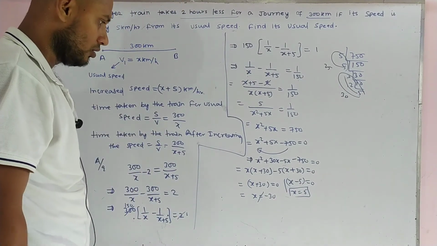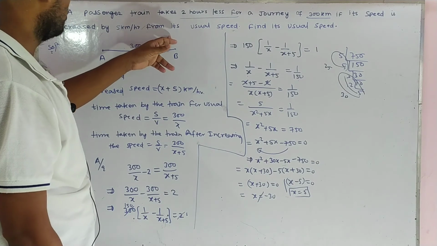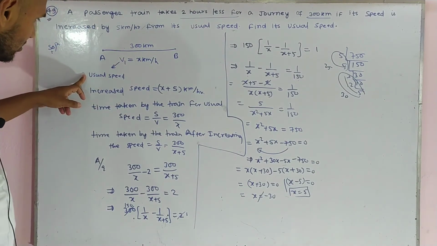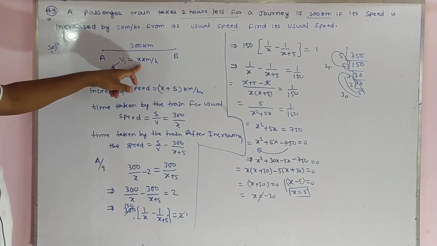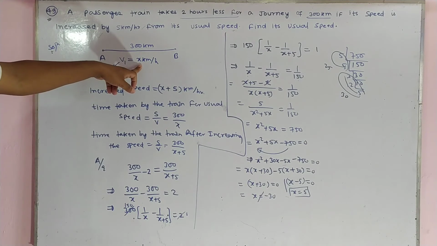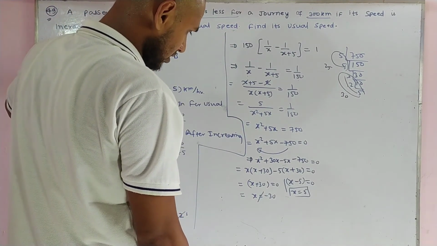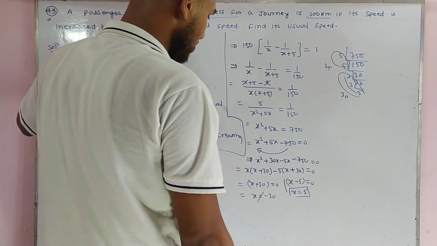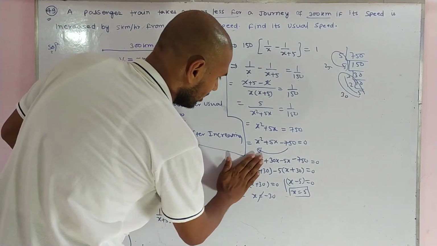I hope you are able to follow me. The question is asking to find its usual speed. The usual speed we assumed is x kilometers per hour. I think there is a mistake. Yes, there is a mistake. Sorry for this.